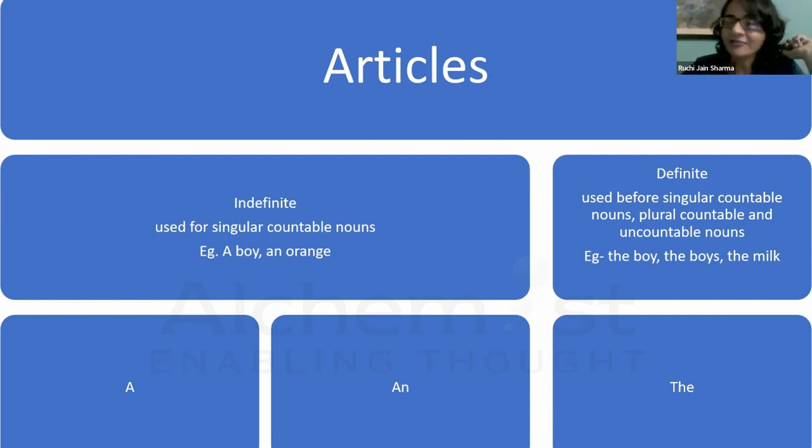Now, the definite article the will be used before singular countable nouns. It will be used before plural countable and uncountable nouns. मतलब सबके सामने use हो सकता है the. ठीक है ना? So I can say the boy, the orange, the milk, the sugar, सब बोल सकते हैं. ठीक है? Any doubts here so far?